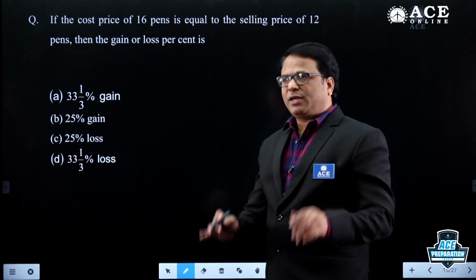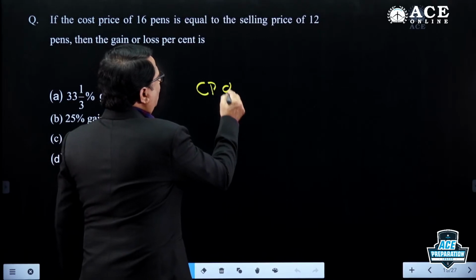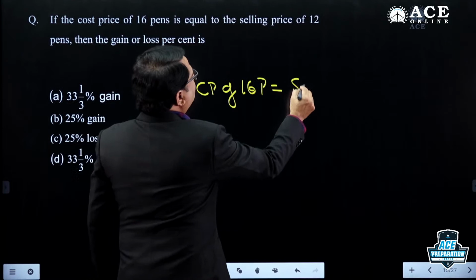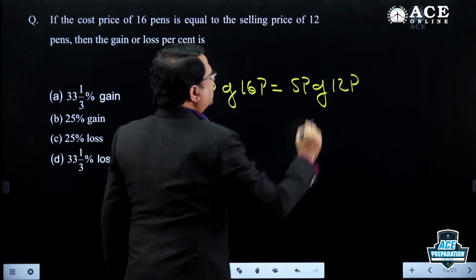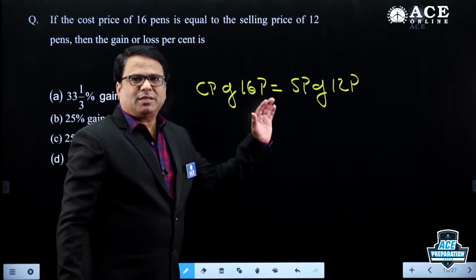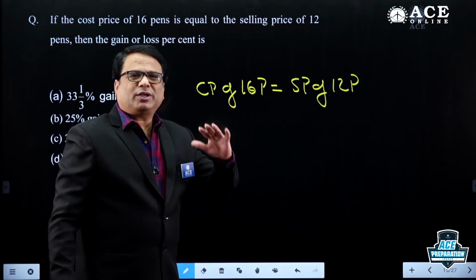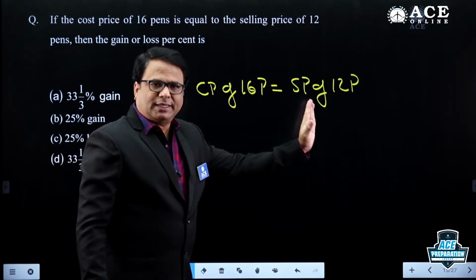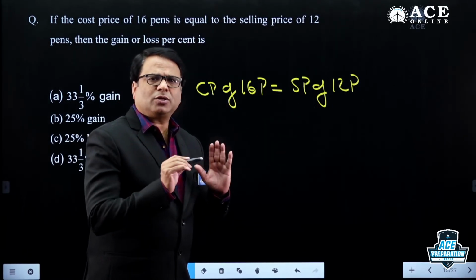Now what is the statement given? Cost price of 16 pens is equal to selling price of 12 pens. This is the condition given. Now with this condition, I can easily get the ratio of selling price and cost price.